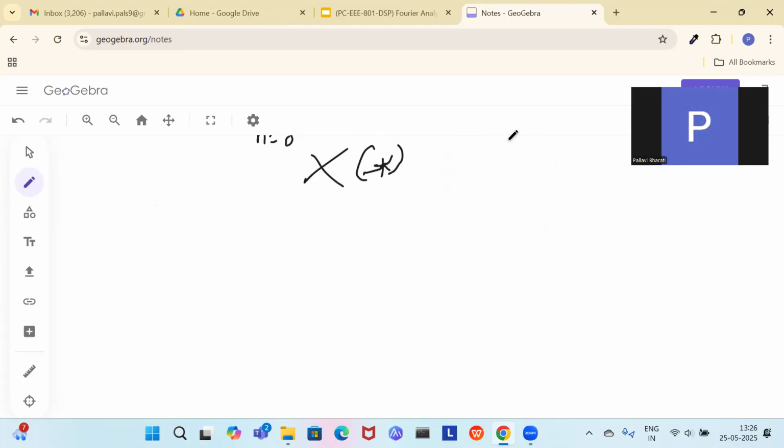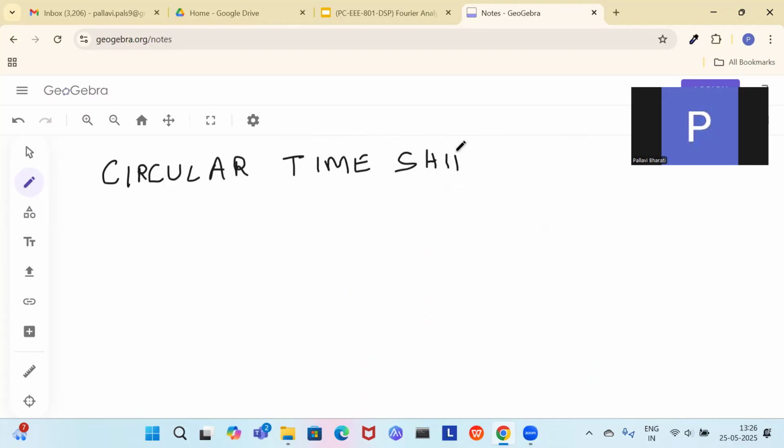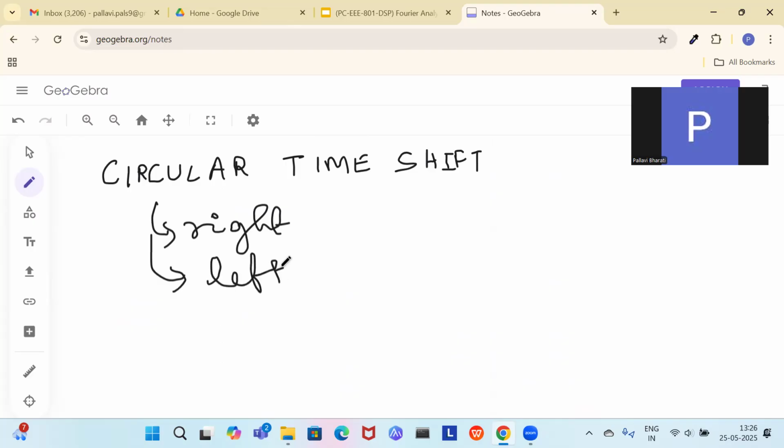That is the circular time shift. What is meant by circular time shift? You have already seen time shifting. So what does it mean by circular time shift? Basically, for the circular time shift, there are two types. One is the right circular shift and the other one is the left circular shift. When we are saying circular time shift, that means one point is fixed. You are fixing the length and then you are shifting it.